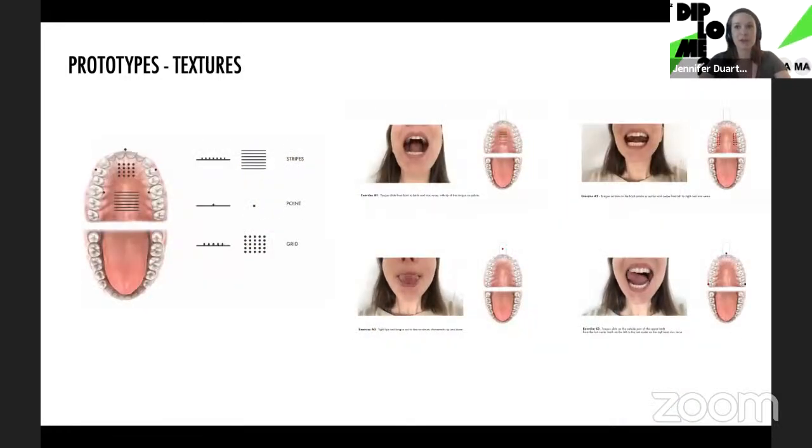Also, the tongue is a very interesting muscle of our body, because it is highly sensitive, and it communicates very directly with our brain. So it has a lot of potential for these kinds of interactions and interfaces. The idea in this project was to integrate some textures in this interface so that the interaction could also benefit from it.